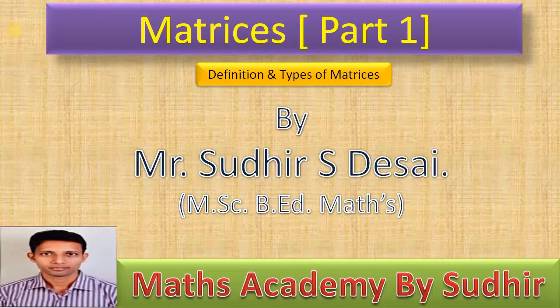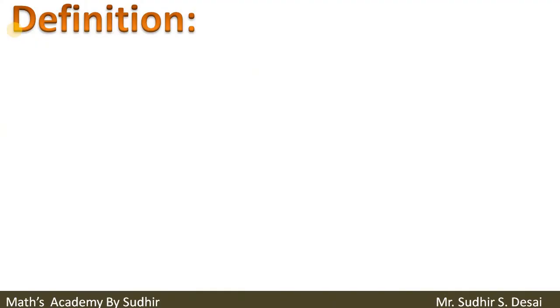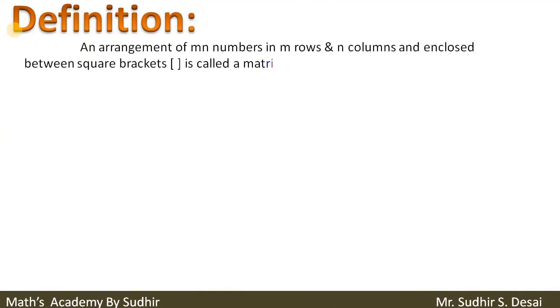Today we are going to study matrices part 1, in that definition and types of matrices. So let's see what is the definition of matrices. It is an arrangement of mn numbers in m rows and n columns and enclosed between square brackets is called as a matrix of order m by n. It is read as m by n.